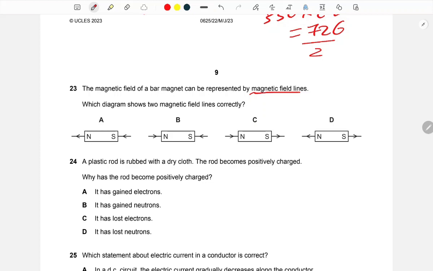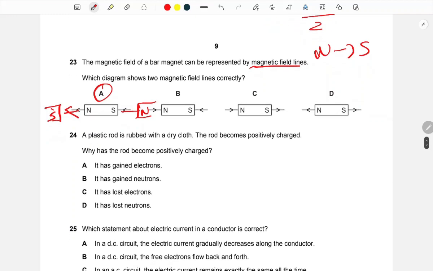Number 23. The magnetic field of a bar magnet can be represented by magnetic field lines. So these magnetic field lines always go from the north to the south. Which diagram shows two magnetic field lines correctly? So on this one, it has to be A, because over here, let's assume there's another magnet. So what happens is it always goes from the north to the south. So if there's another magnet with the south pole, it always goes that direction. And if we have another magnet which has a north, it always comes to the south. So it's going to be A.